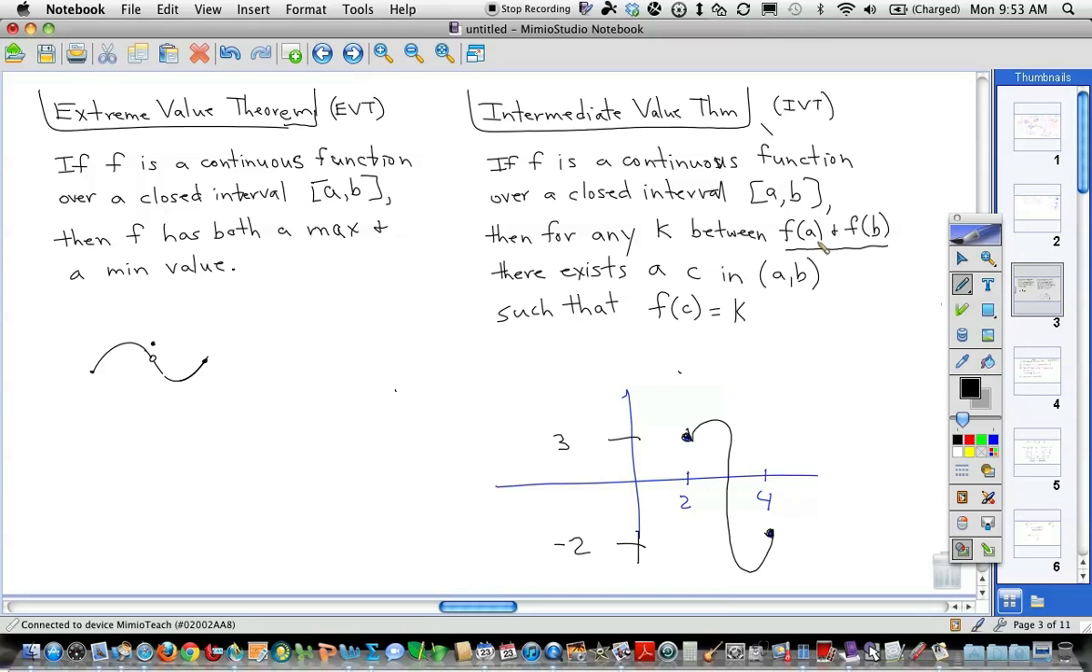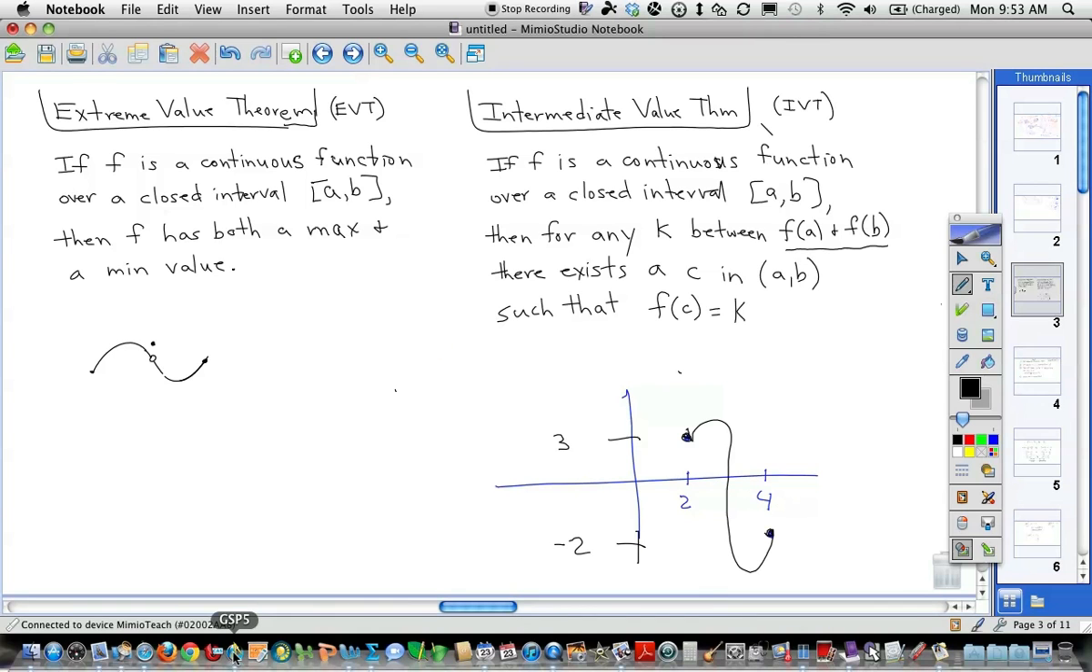Pick any k, any y value in between here, there'll be some place where the output equals that. Okay, that's the same way of saying it's going to hit all those y values in between. So one is just a good way to think about it, but the other is more specifically how you say it. So there's a certain amount of memorization here for sure.